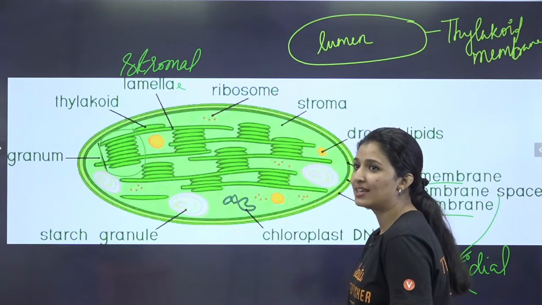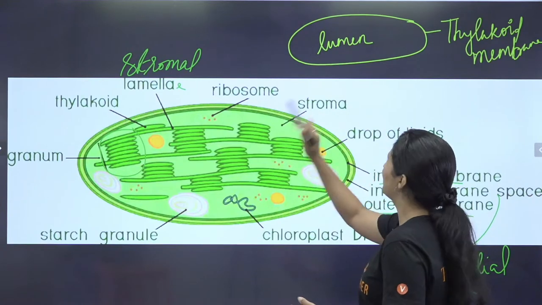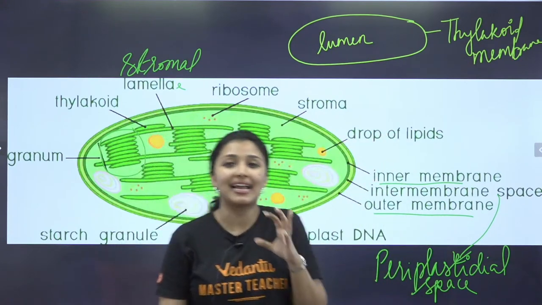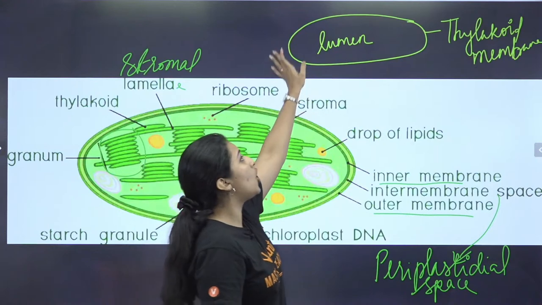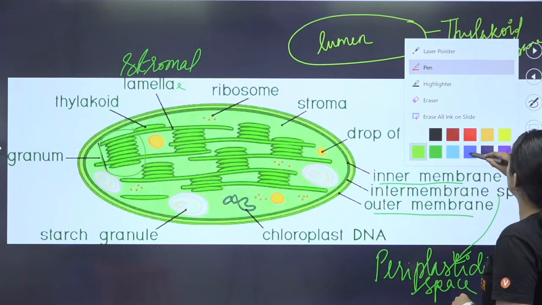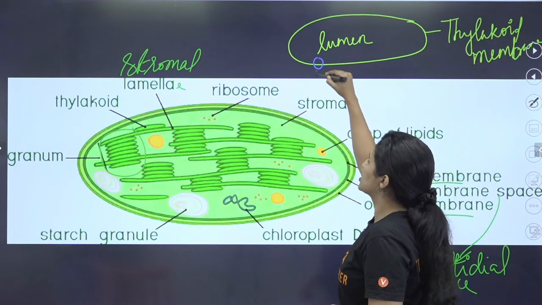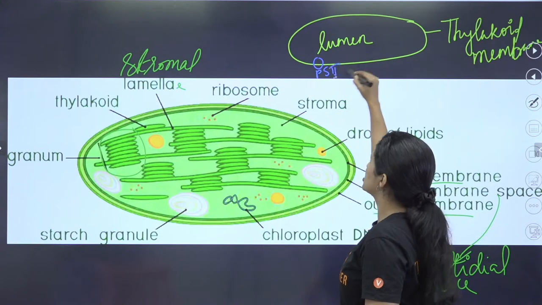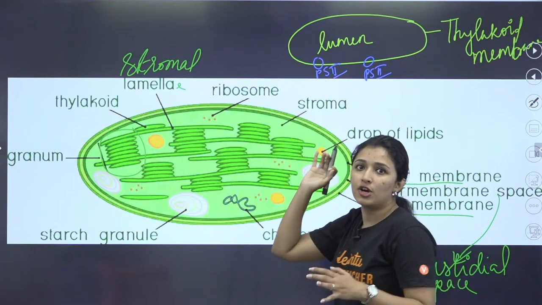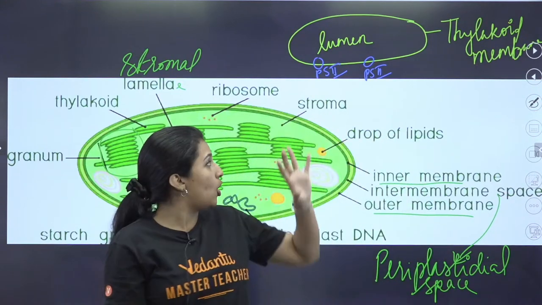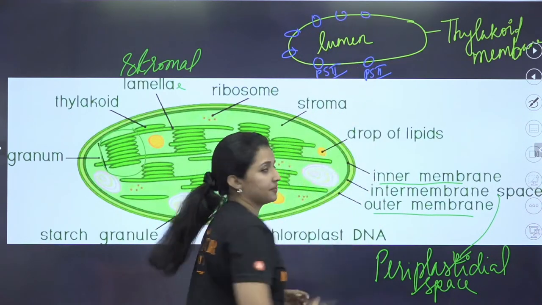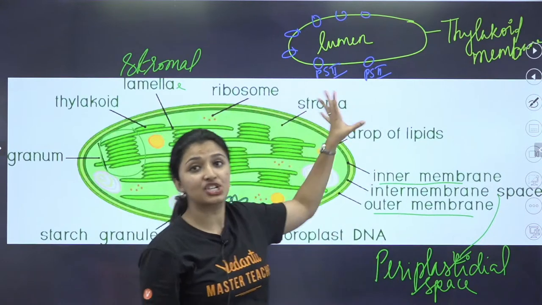Yes, Nitya. Exactly. So, where were we? We were talking about lumen. All the proteins required for the light reaction of photosynthesis are embedded on the thylakoid membrane. For example, PS2, PS1, all electron carriers, cytochrome b6f, plastocyanin, plastoquinone, all of these will be embedded on the membrane. And that is where light reaction happens.